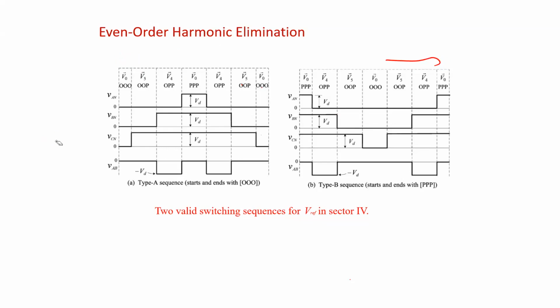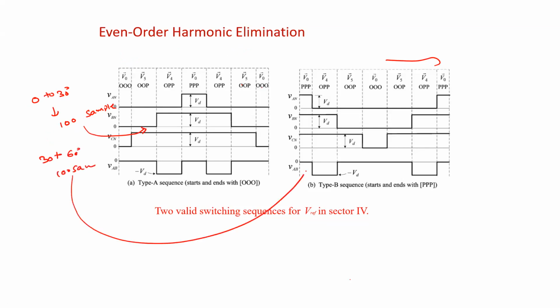Yes, sir. See, for example, simple thing, 0 to 30 degrees, right? So we have TS. How many TS? For example, we have 100 switch samples are there. So this is for each sample. From 30 to 60 degrees, you have another 100 samples. So this next 100 samples we need to follow this pattern. Understood? So overall for 0 to 60 degrees, you have 200 switching samples.